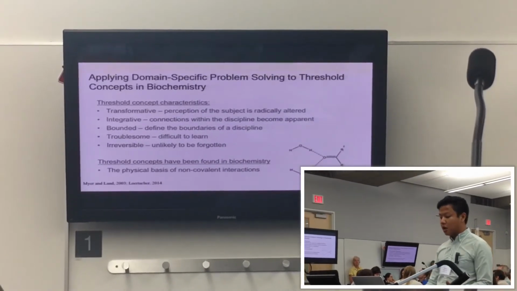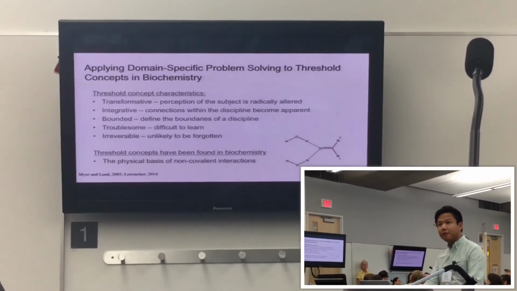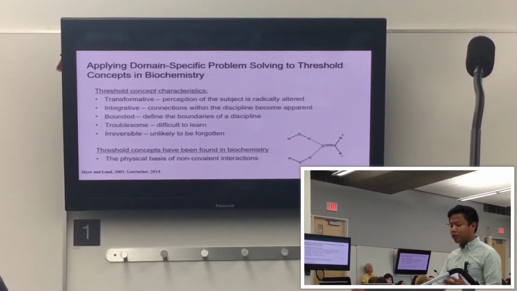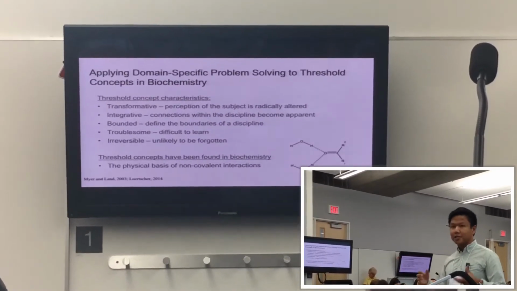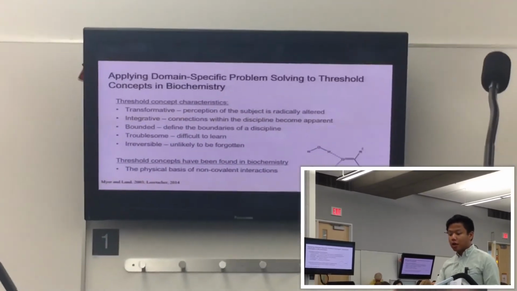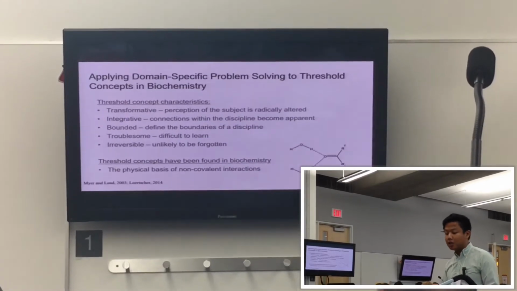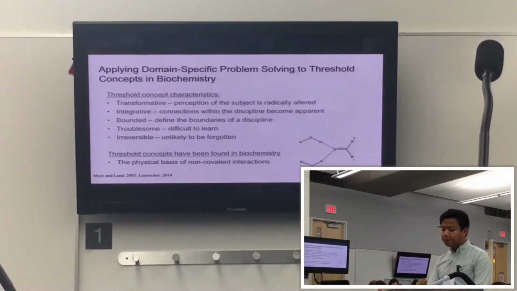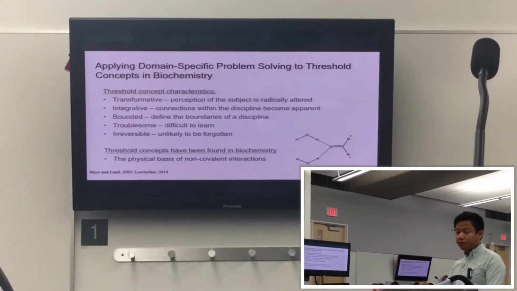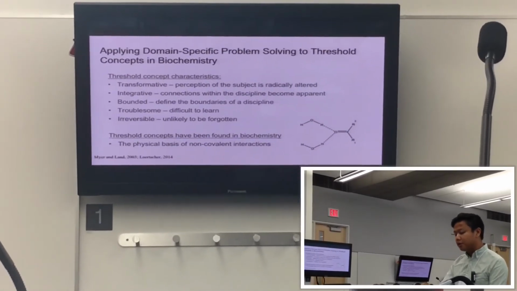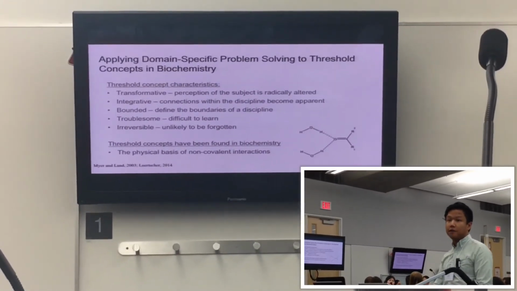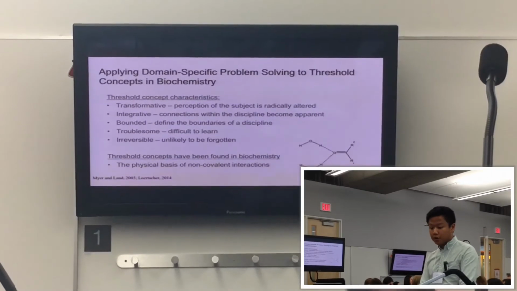So, to help answer our research question, we connect domain-specific problem solving to threshold concepts in biochemistry. And just a brief summary, a threshold concept is a concept that when mastered represents a transformed and integrated understanding of a discipline, and without which a learner cannot progress. So that means that these concepts are crucial to the success of the discipline. And these concepts are transformative, integrative, bounded, troublesome, and irreversible. And there have already been threshold concepts identified in biochemistry, and today I'll be specifically focusing on the physical basis of non-covalent interactions, which is what is pictured there on the right.